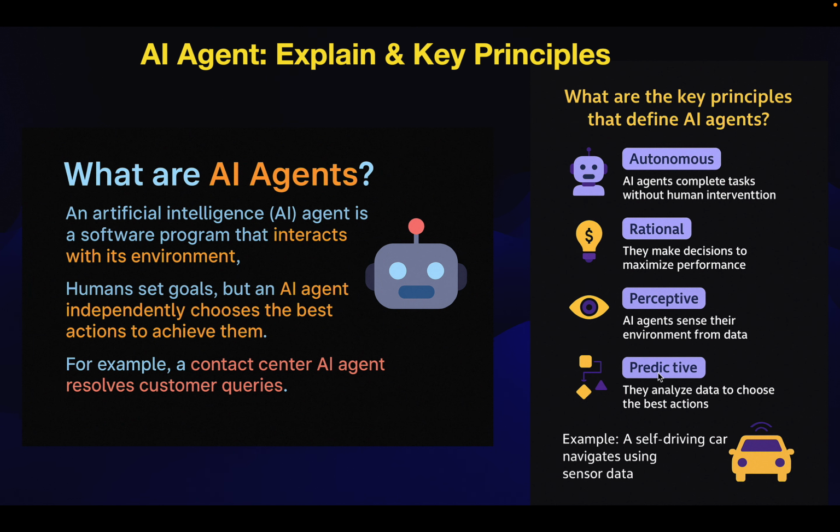Here is a quick example, which I'm showing in the image: self-driving cars. They sense obstacles, understand traffic rules, predict other vehicles' behavior, and based on that input, navigate safely all by themselves. That's right, that is an AI agent in the real world. Now that you know what an AI agent is and what makes them tick, let's move ahead and break down how they actually work step by step.